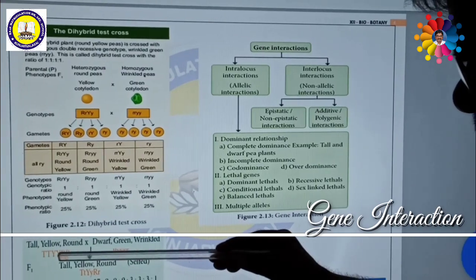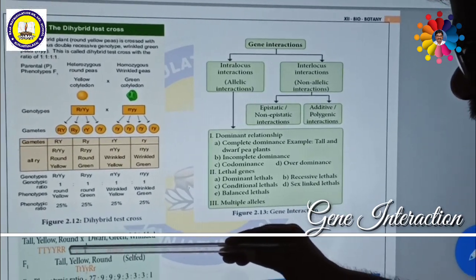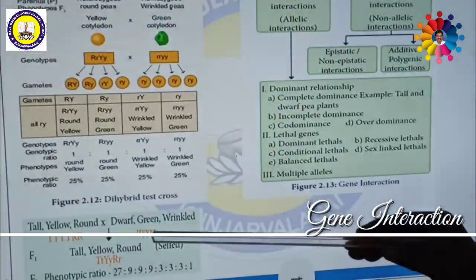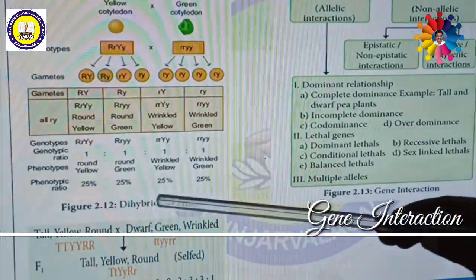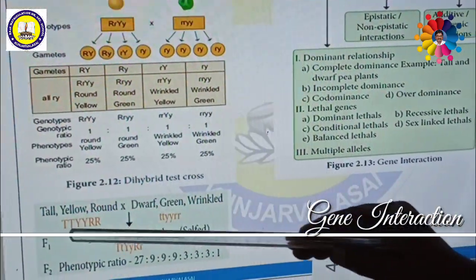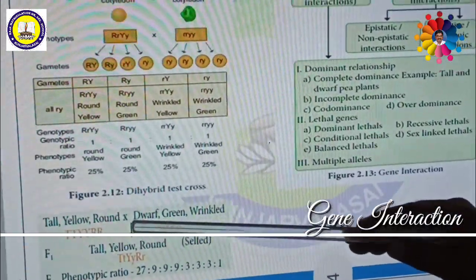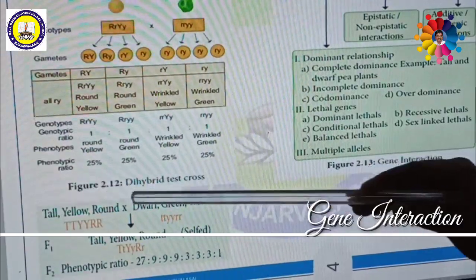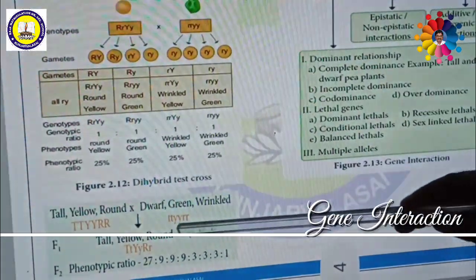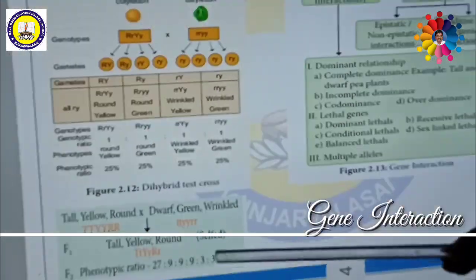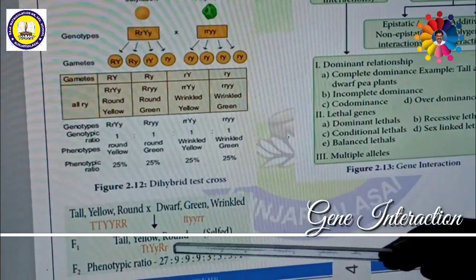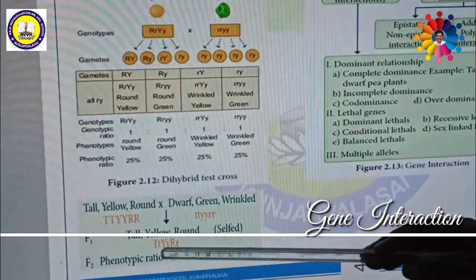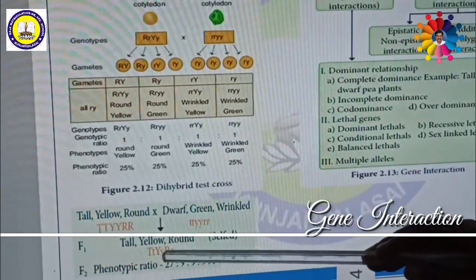Capital T capital T, capital Y capital Y, capital R capital R. This is one parent, the pure dominant parent. Small t, small y, small r small r. This is the recessive parent, the pure recessive parent. Both are homozygous parents. If they are crossed, we will get a heterozygous F1 generation, that is tall, yellow, round: capital T small t, capital Y small y, capital R small r.